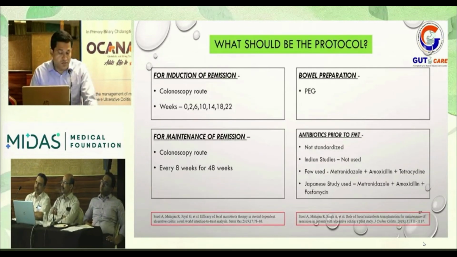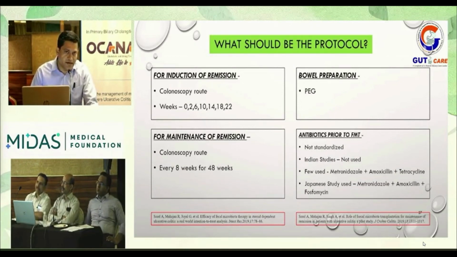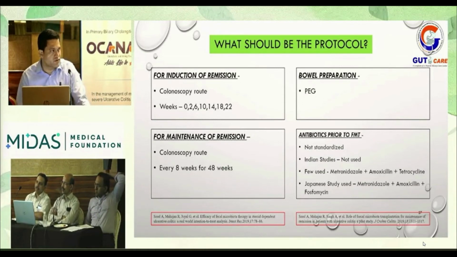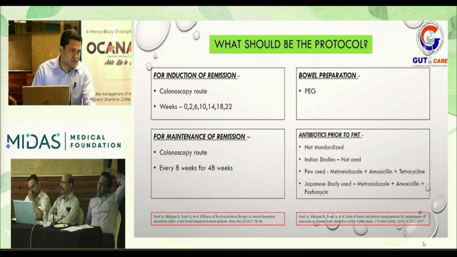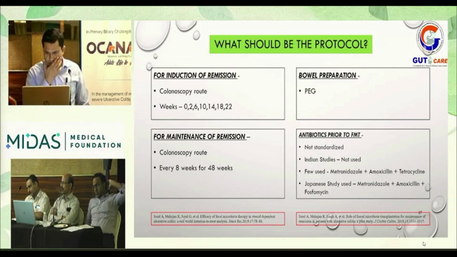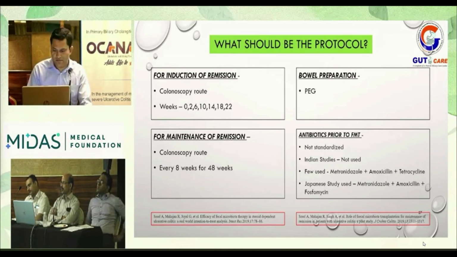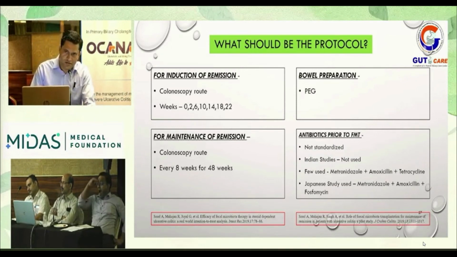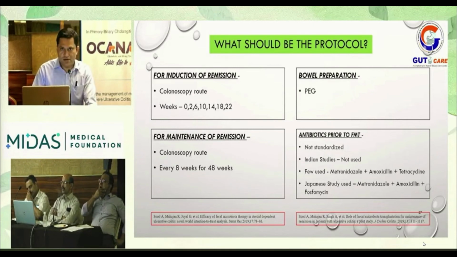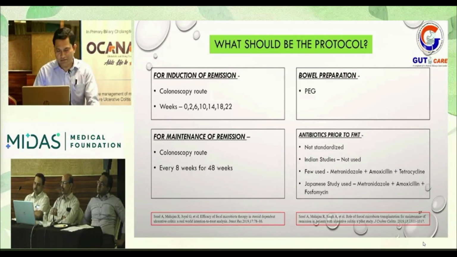What should be the protocol to use FMT? Already 2 studies by Indian people have been done, both for induction of remission and maintenance of remission, where they used colonoscopic route, and they have used 7 sessions of FMT for induction, 7 sessions of FMT for maintenance. Bowel preparation was done by PEG. Antibiotic pretreatment before FMT the Indian study has not used, but the Western studies suggest that you can use metronidazole, amoxicillin, or tetracycline combinations to wipe out the present microbiota from the intestine of the patient and to put the new microbiota, so that there will be better engraftment of the microbiota.